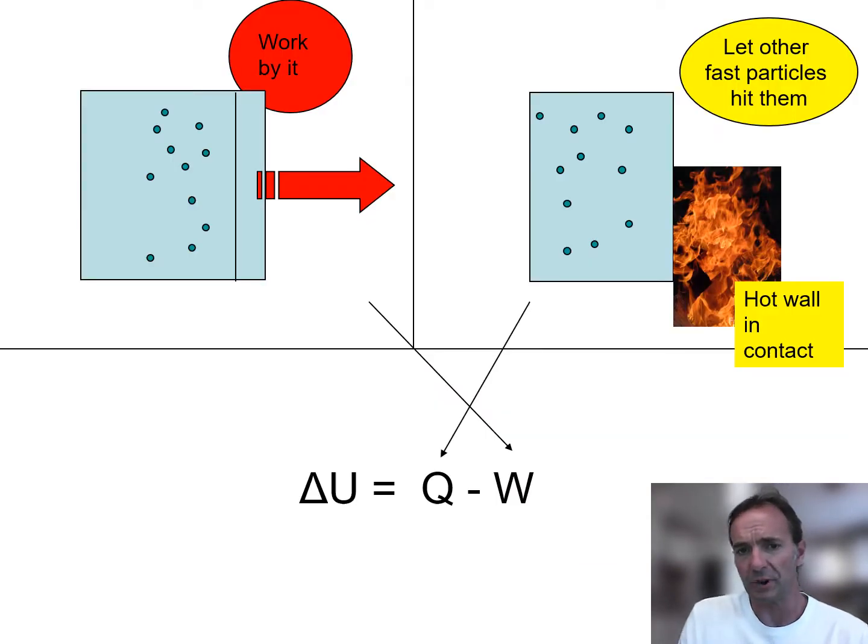Now, of course, we've got the law. This is what the law looks like. Delta U equals Q minus W. I'm not quite sure why they did it this way around, but nevertheless, let's go with this one. I'm sure the guys 100 years ago had this one sorted out.